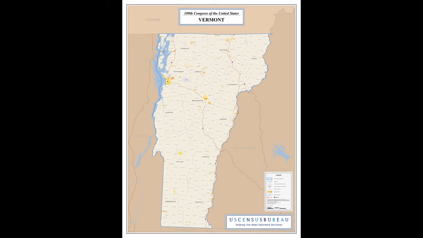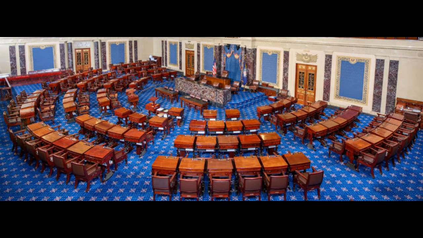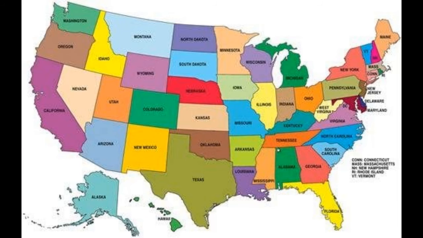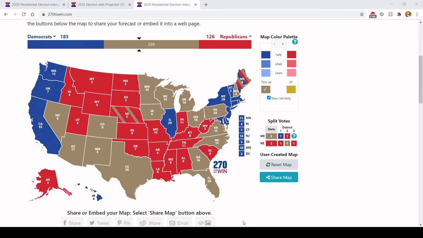In this scenario, the Senate votes on the vice president. Because there are 50 states and 100 senators, ties are also possible here, but so unlikely that it is not worth covering in this video, though rest assured there is a procedure for it.